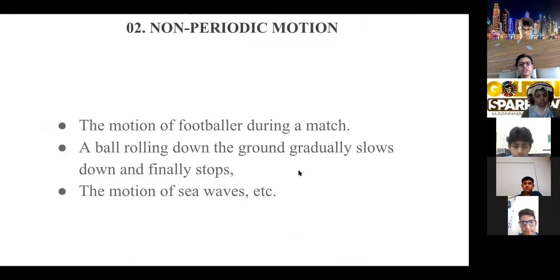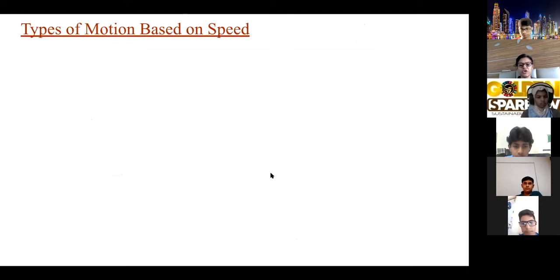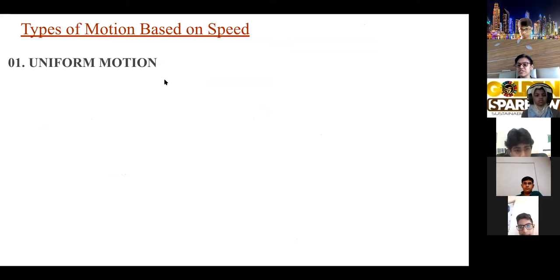Then moving earth, I already told you. Motion of a footballer during the match, non-periodic. For non-periodic, you can get all the examples. Now coming to uniform motion. Uniform motion is a motion in which an object covers equal distance in equal interval of time. This is a definition. You have to learn this definition also. Now understand this definition: equal distance in equal interval of time.